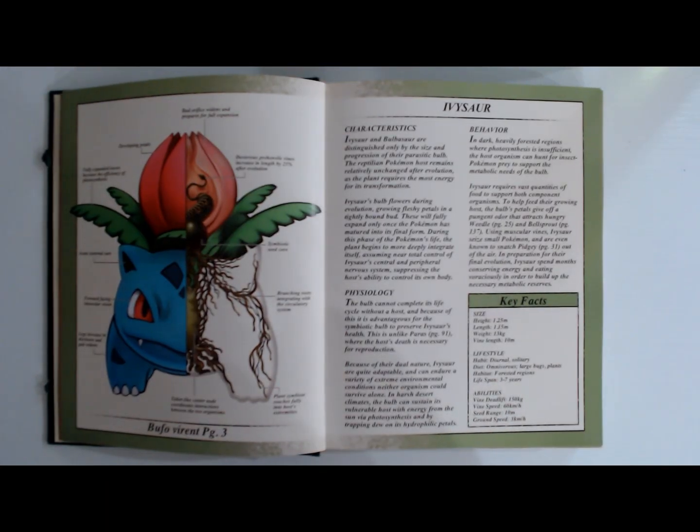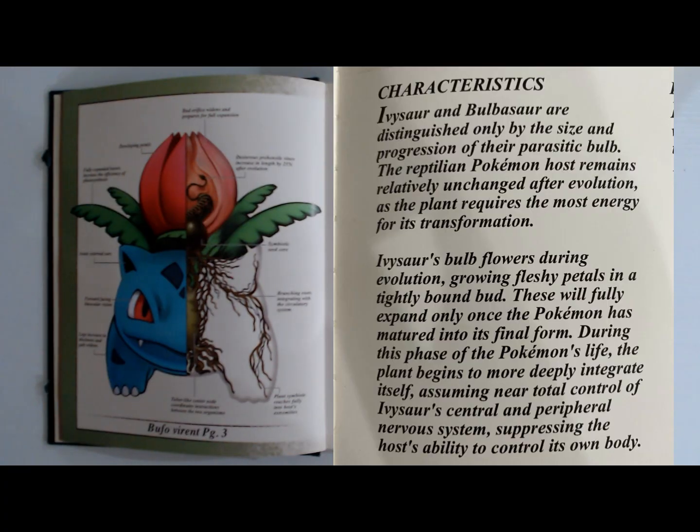Our first section that we're reading is characteristics. Ivysaur and Bulbasaur are distinguished only by the size and progression of their parasitic bulb. The reptilian Pokemon host remains relatively unchanged after evolution, as the plant requires the most energy for its transformation.